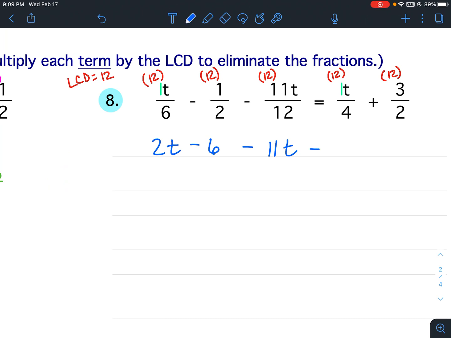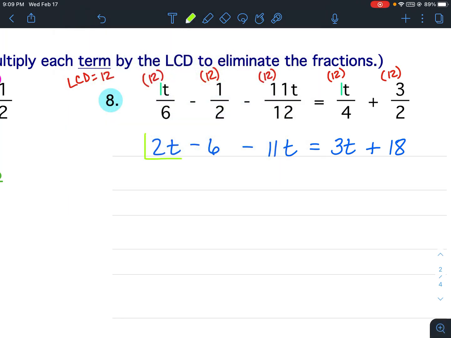Okay, keep the equal signs lined up. 12 times 1/4, or 1/4 of 12, would be 3. So this would be 3t. And 12 times 3/2, 12 divided by 2 is 6. 6 times 3 is 18. Okay, so we distributed the 12. Now it's time to combine like terms.